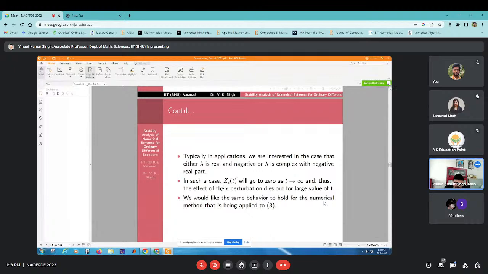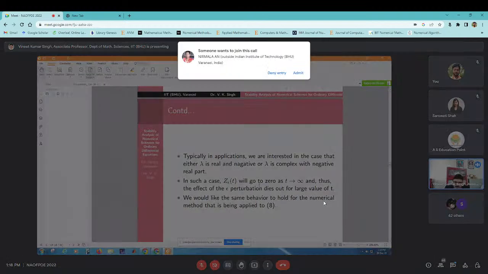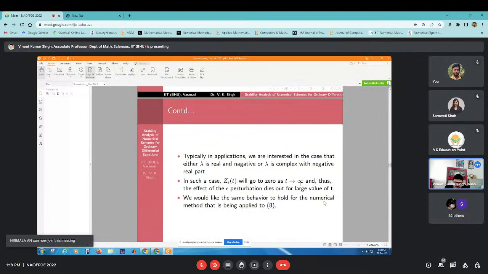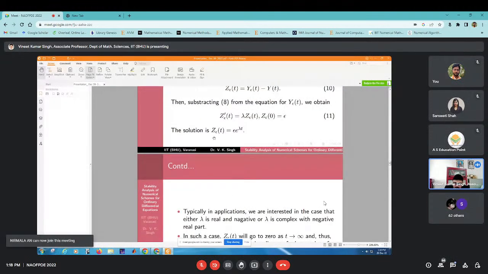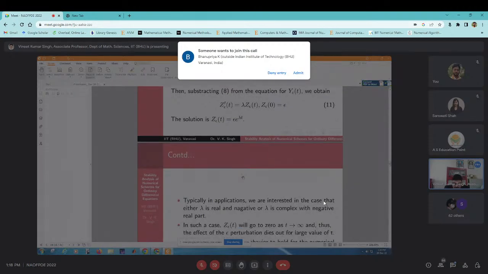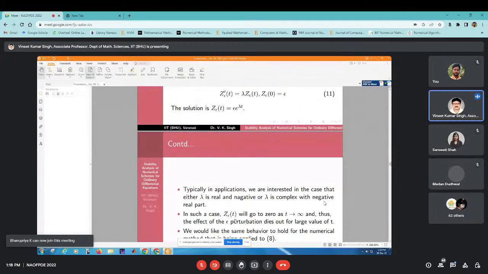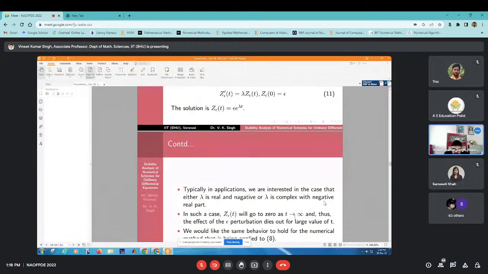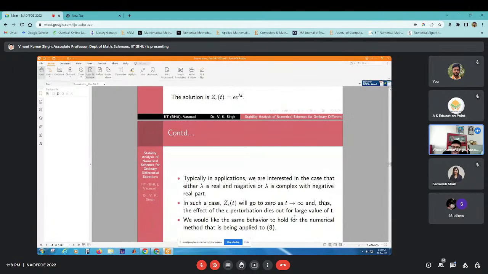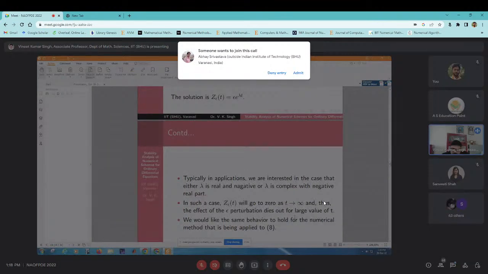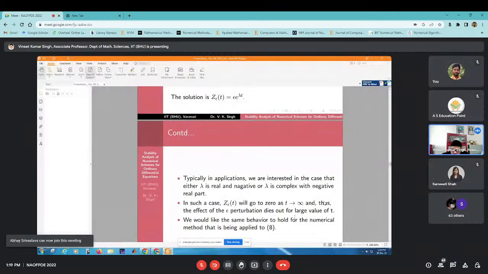So in such a case, we can see that z epsilon t goes to what? It goes to 0 as t tends to infinity. That means the perturbed solution tends to 0 as t tends to infinity. So what does that mean? The solution we have here doesn't depend on this perturbation for large t. The behavior of epsilon is not impacting the solution behavior much. So that means your solution is what?